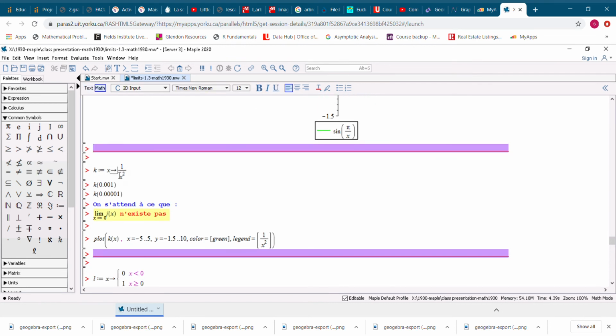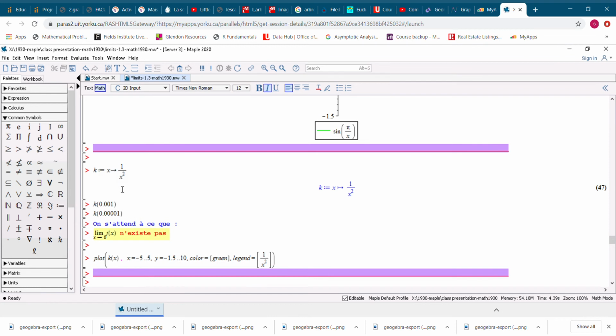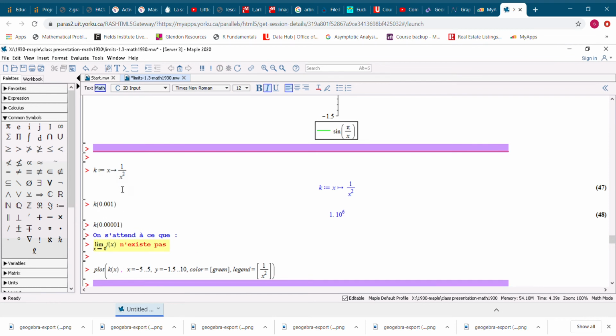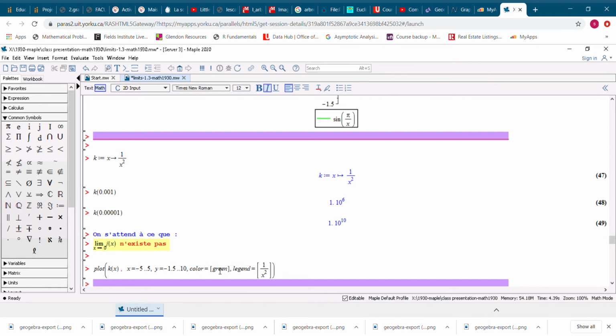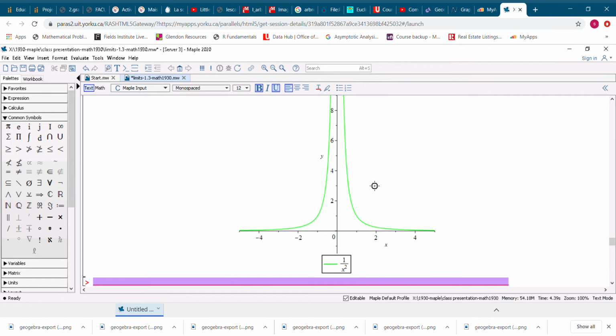Okay, 1 over x squared, look what is happening when x is close to 0. The 1 over x squared will take larger and larger values. And when it is getting bigger and bigger, we say that the limit doesn't exist, or converges to infinity. Here is the plotting when you graph your function. When your x is close to 0, from both sides, the f(x) values are getting bigger and bigger.